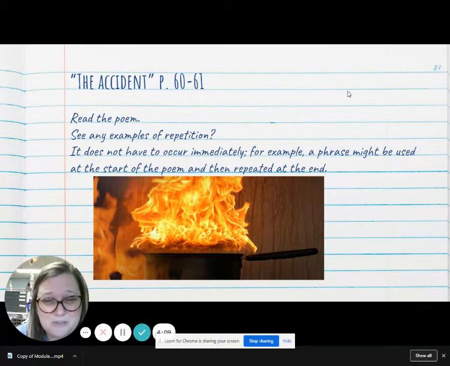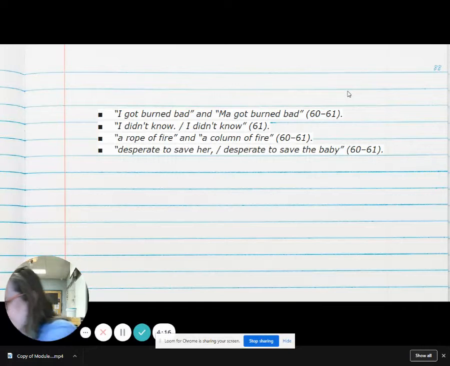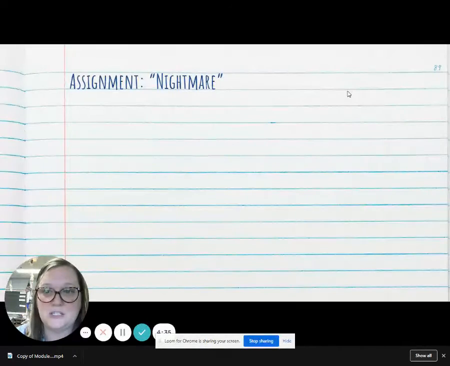Did you see any examples of repetition or the same phrase being repeated over? You may have noticed it said, I got burned bad, and Ma got burned bad. That's an example of repetition. Or, I didn't know. They're on page 61. A rope of fire, a column of fire, and desperate to save her, desperate to save the baby. Those are all examples of repetition.